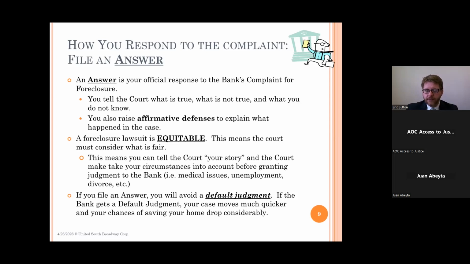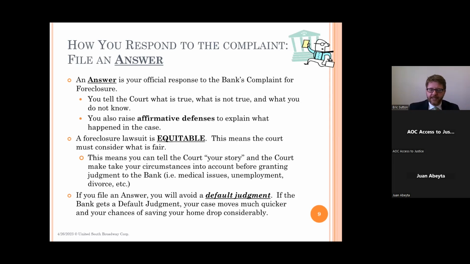Once an answer is filed, that means that the bank cannot proceed with just getting a default judgment. A default judgment is requested and normally granted if the borrowers don't file an answer. The bank just goes in and says with a motion, please, no one's responded to the case, no one's participating. There's no one saying that this case shouldn't move forward. So just give us a judgment, and the court will grant them judgment, and then they can proceed with sale.